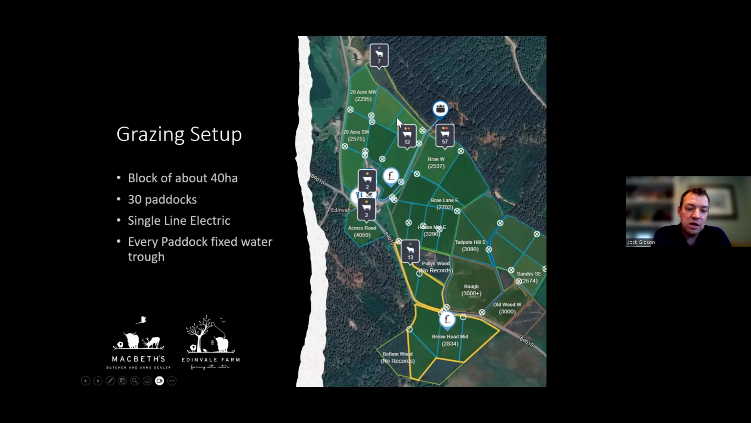And whilst that ties up a bit of capital, what it does do is make a move really, really simple. All we have to do is peel back a fence when we want to move cattle. They move through, we put it back, and that's it. We don't have to move water troughs, and we're not putting up and taking down lines for every move. But that's what suits our system and what makes life easier for us.